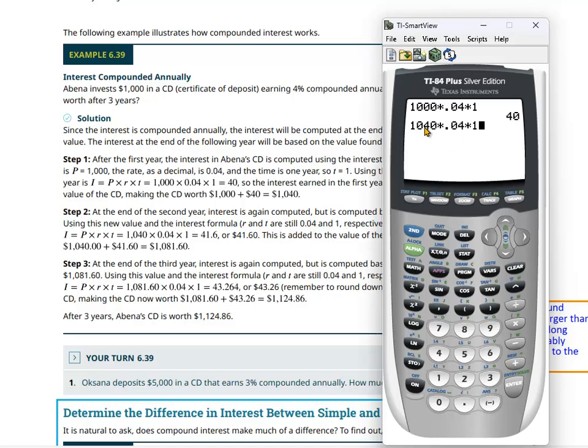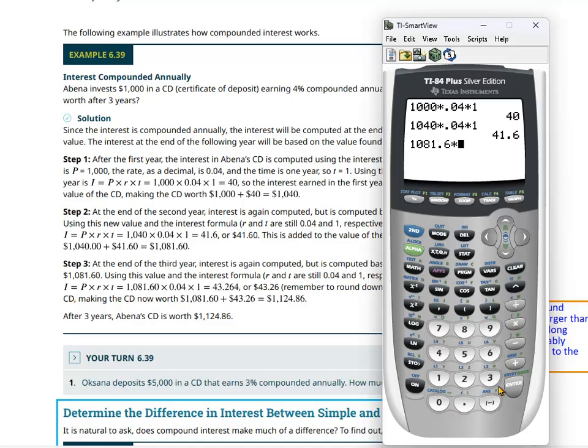This would be actually a second year. Notice that the new principal is $1,040 now. So I enter that, there we go. And now I have this new number, which then is going to be $41.60. So it's not $40 more, it's $41.60. So a little bit more. And so I'm going to add this one here. I'm also going to do it in my head.